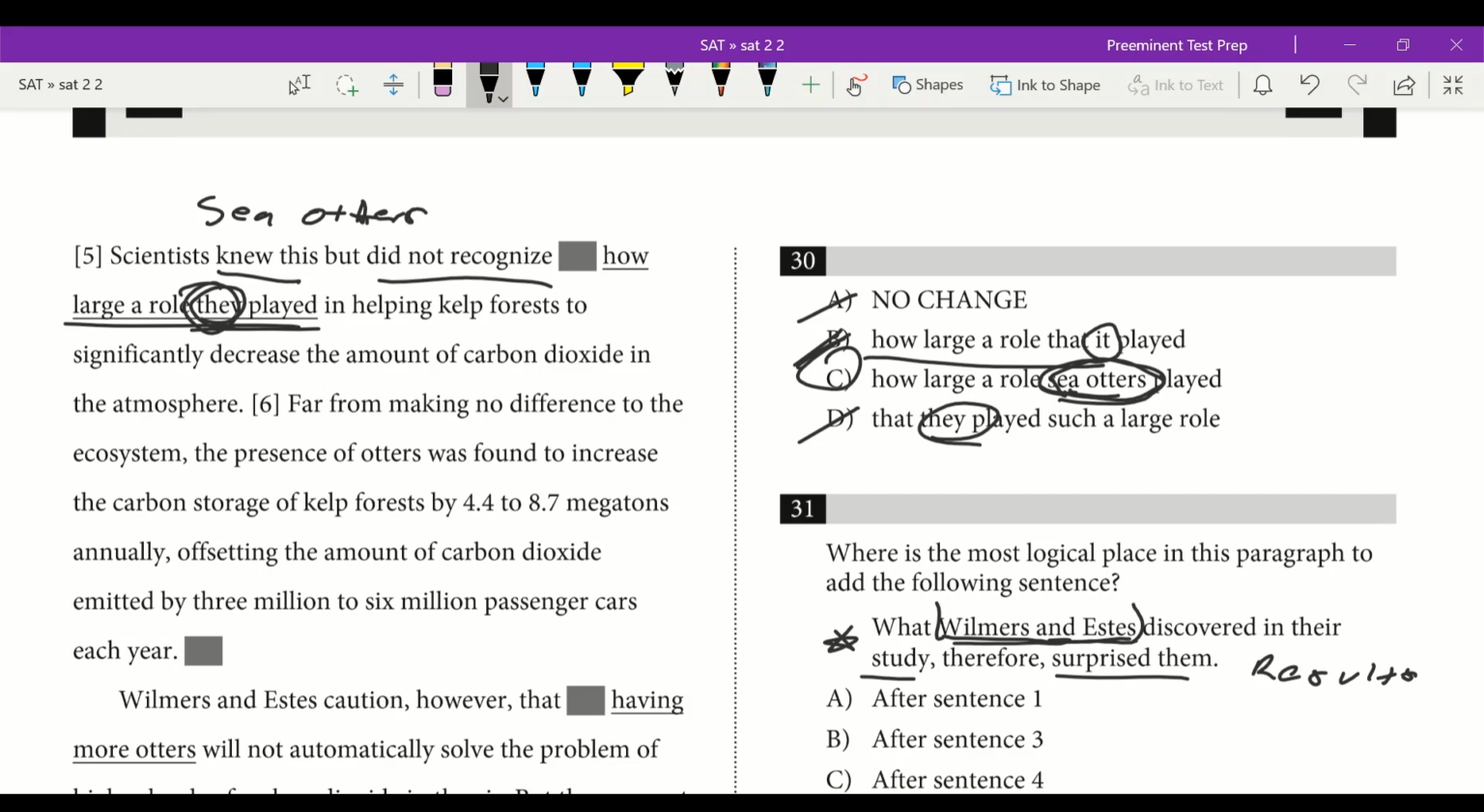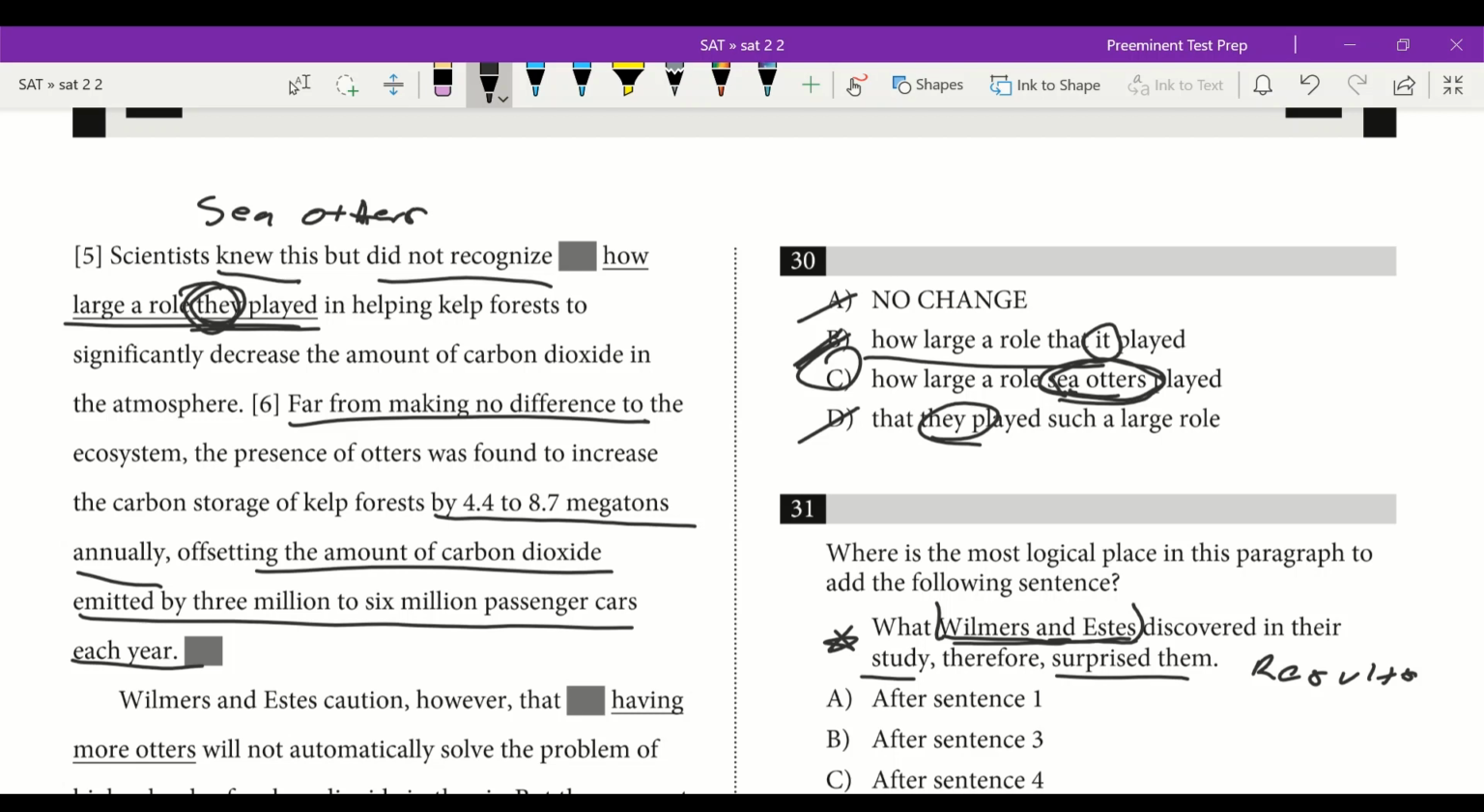So now I have far from making no difference. So far from making no difference. What does that sound like? That sounds like a surprise. To the ecosystem, the presence of otters was found to increase the carbon storage of kelp forests by 4.4 to 8.7 megatons annually, offsetting the amount of carbon dioxide emitted by 3 million to 6 million passenger cars each year. Well, what is that number? Sounds pretty surprising, right? We have megatons, which is probably a lot of tons, right? Then we have 3 million to 6 million passenger cars each year. That's a lot of passenger cars, right?